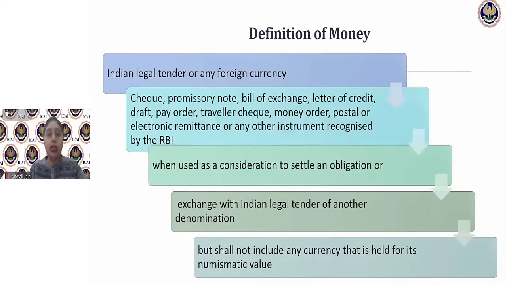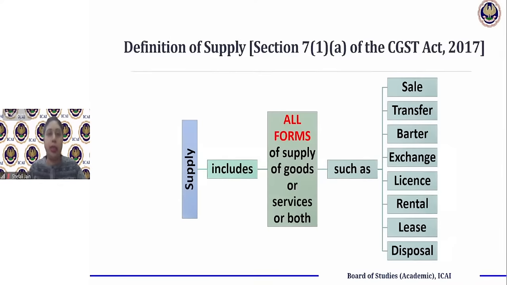So if you are exchanging that, suppose, now why it is not money: if you are giving that for a higher amount to somebody, somebody is purchasing that note from you for an amount, for a consideration, then that will not be considered as a transaction in money. It will be a supply.